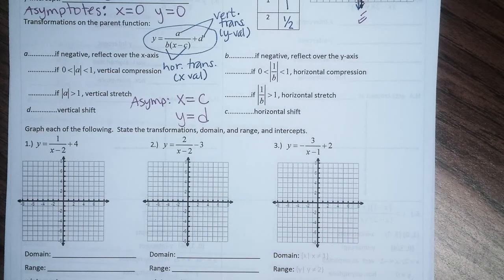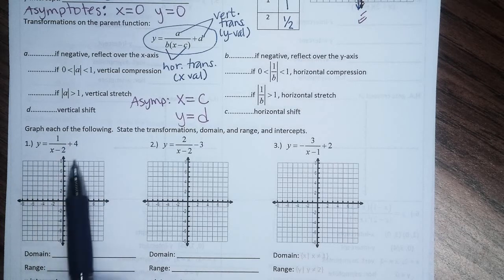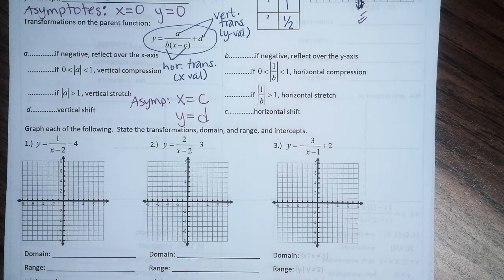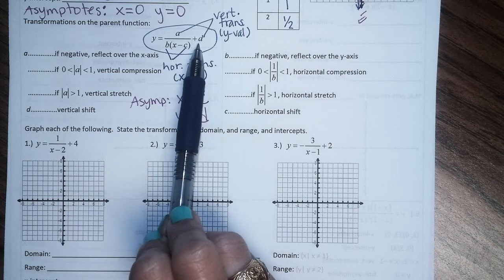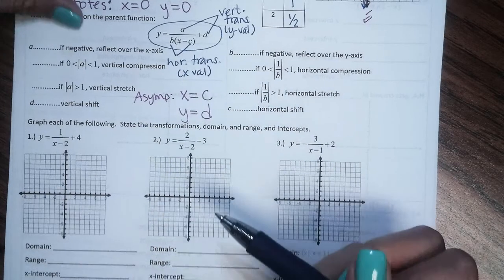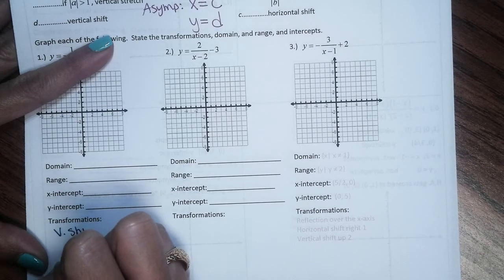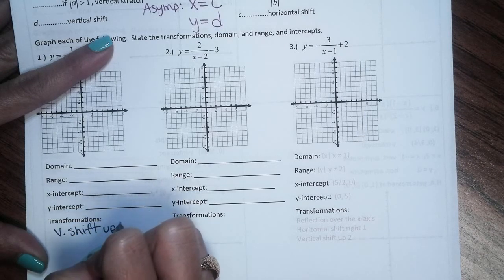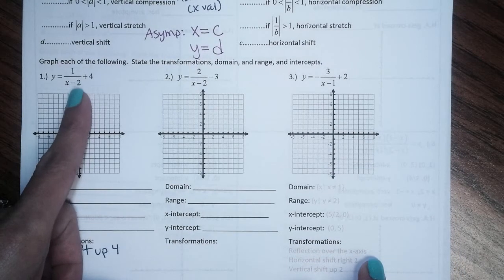Okay, so now here's how you're supposed to graph these. By hand, the way you graph this, number 1. This function has some transformations. I would start by listing the transformations first. You can list them in any order you want. But first of all, there's a +4 right there. So that's a vertical shift up 4. So I'm going to write that down. Vertical shift up 4.